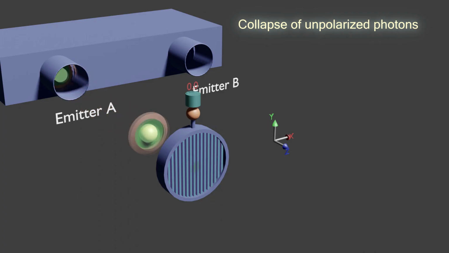Let's compare this with the photon polarization experiment. In a photon polarization experiment, 50% of the input unpolarized photons passed through the polarizing filter and 50% were blocked. This means that the polarization direction of the photon has a 50% chance of being in the same direction as the polarizing filter, and a 50% chance of being perpendicular to it.